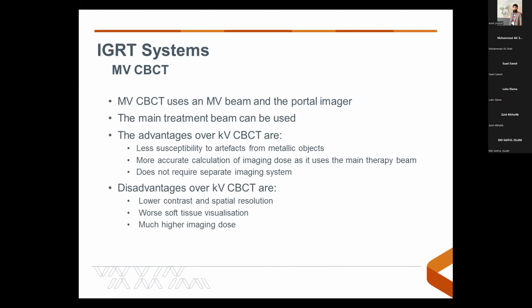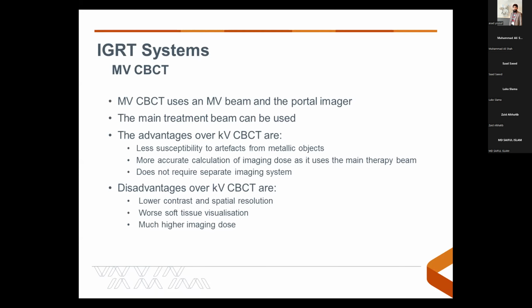Megavoltage CBCT, so this uses the MV beam and the portal imager. The main treatment beam can be used, and the advantages are that because it's using the main treatment beam, you don't have to worry about the KV-MV isocenter difference, and it is less susceptible to artifacts from metallic objects. It's more accurate in calculating image dose because using the main therapy beam, you can just use the planning system to estimate the dose to the patient from your imaging. And it doesn't require a separate imaging system on the machine.